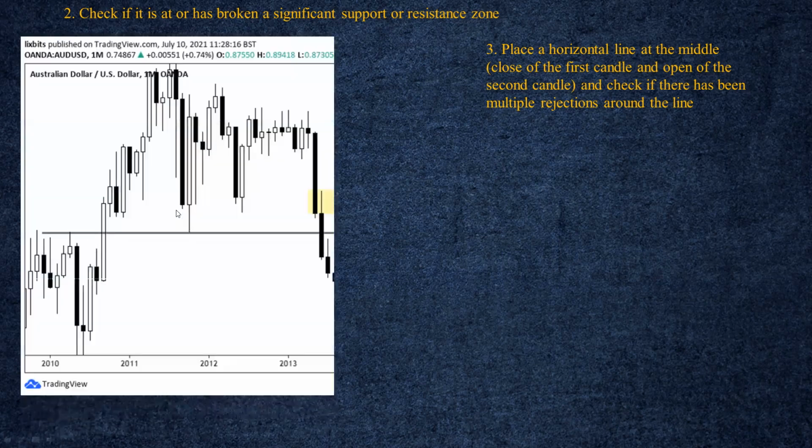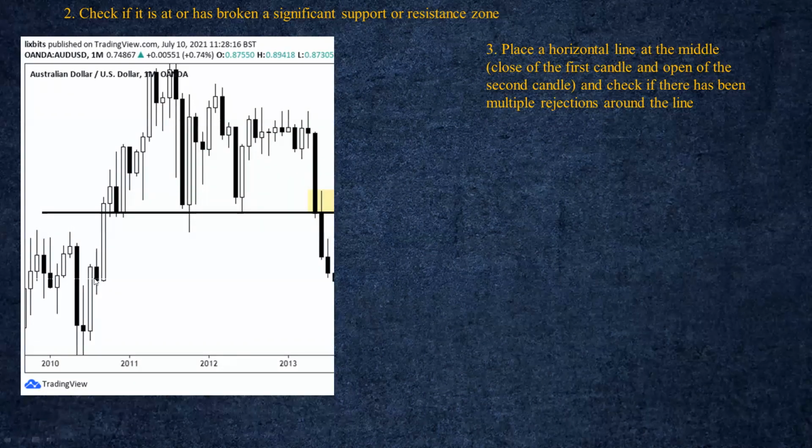So it's going to be like this. This is a significant support. I'm not saying strong. It is strong, but we want to make a distinction between strong and significant. A significant support or resistance means that price has rejected it at both sides several times.